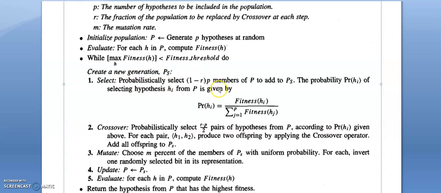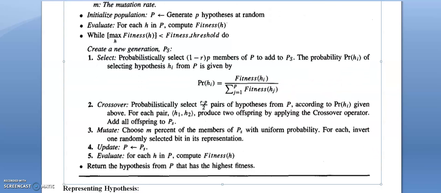Okay, so once we have selected the most fit population, then we need to apply some operators. So what are the genetic operators? We have crossover and mutation. We have various types: single point crossover, multiple point crossover, that we will see. So we select (R times P) by 2 pairs of hypotheses from P, and we apply crossover, with the probability Pr(hi).